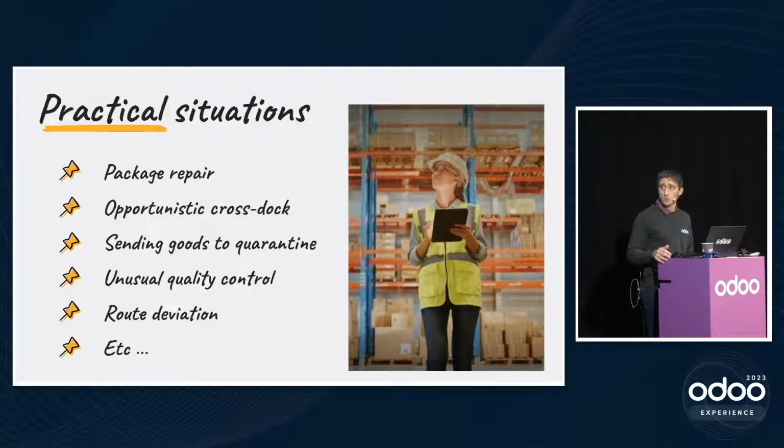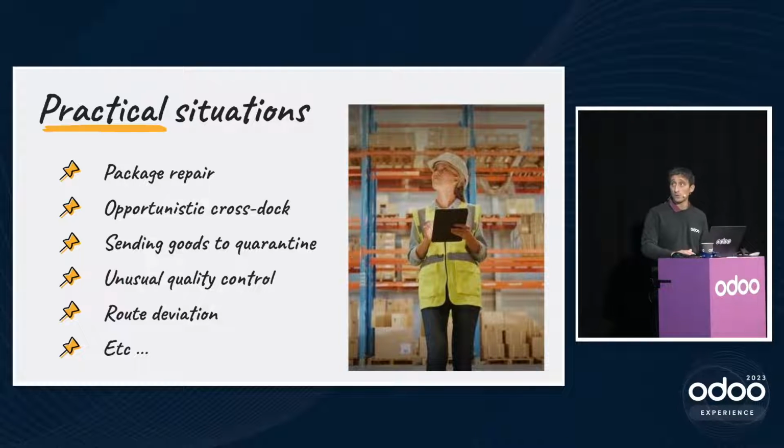Another option is when you have to send goods to a quarantine or when you have an unusual quality control. There is a problem with the product, you want to add an extra step to check that the quality is actually good and that you can send it to your customers. And finally, you can make a complete route deviation. You completely change the route that you had planned. You wanted to send it directly to the customer, but finally, you want to do it differently. You send it to the shop.